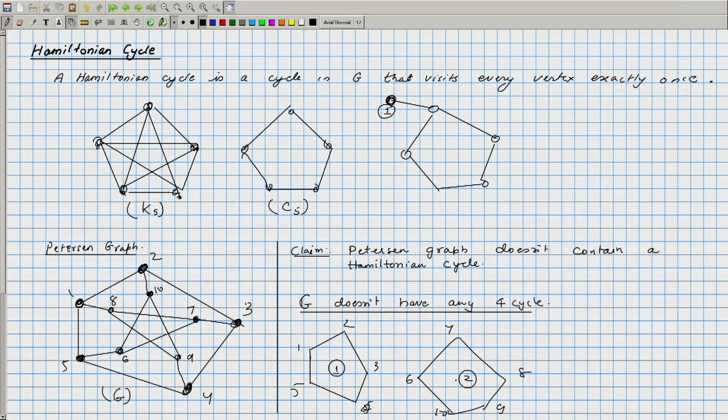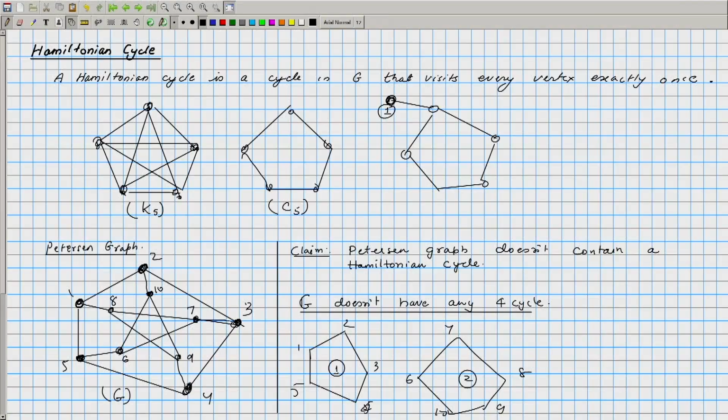Any 4 cycle should have an edge which goes from the outer circle to the inner circle. And the edges from outer circle to inner circle, I am going to draw in red. So at least one of these red edges must be present if there is any 4 cycle. That is, if there is a 4 cycle, then that 4 cycle must contain one of these red edges. Without red edges, it is impossible to have a 4 cycle. What we will show is, even with the red edges, there is no chance of having a 4 cycle.